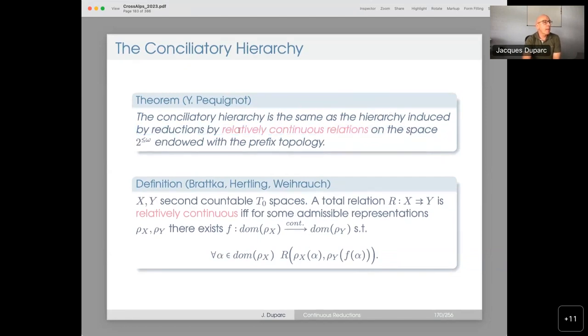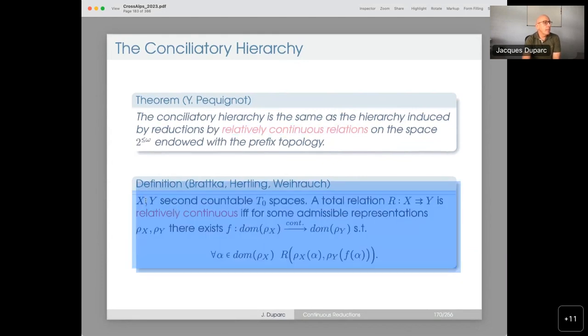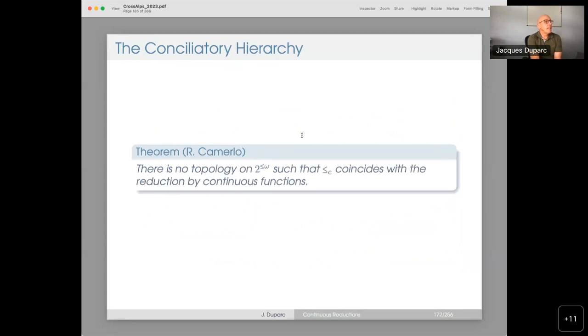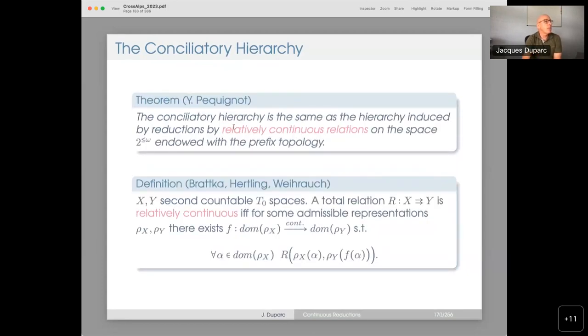And what is a reduction by a relatively continuous relation? This is a definition due to Brattka, Hertling, and Weihrauch. If X and Y are second countable T0 spaces, a total relation R from X to Y is relatively continuous if and only if for some admissible representations rho X and rho Y, there exists F from the domain of rho X to the domain of rho Y, which is continuous, such that for every element inside the domain of rho X, rho X of this element and rho Y of F of this element satisfy the relation R. So this was a nice result by Jan Pequignot, a former PhD student. I won't define this, but relatively continuous relation is nice.